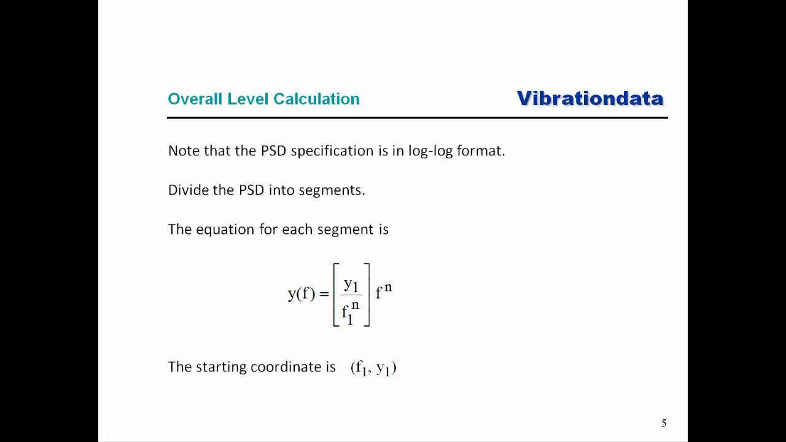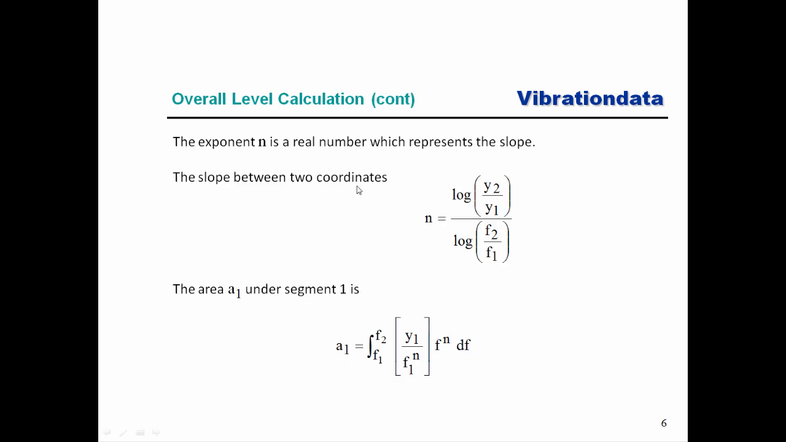Now, what is that n slope? Well, our n slope, that exponent here, is the slope between 2 coordinates. So here we have log. This is base 10 log. So in our numerator term, we have an argument where we have the PSD at point 2 divided by the PSD at point 1. That's in terms of those corresponding g squared per hertz levels. Make that the argument, take the base 10 logarithm.